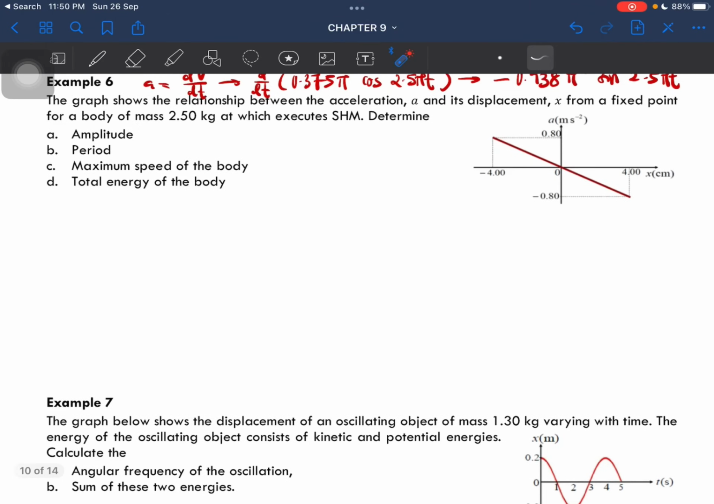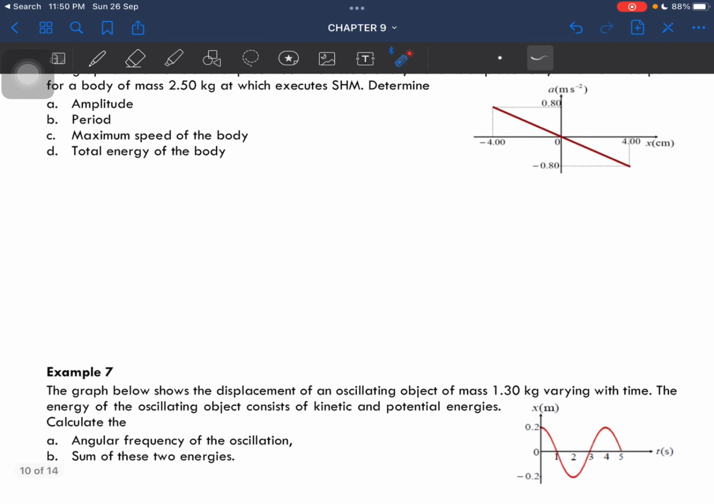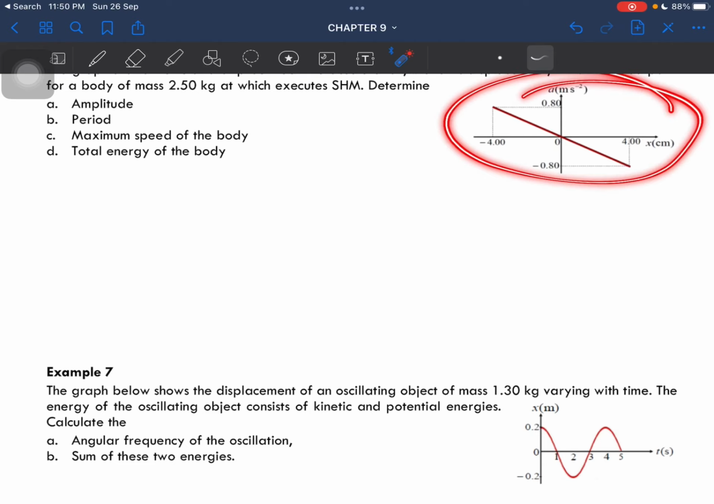Okay, example 6. So ignore this part, that was our solution before. So the graph shows the relationship between acceleration and displacement from a fixed point for a body of mass 2.5 kilogram which executes simple harmonic motion. So determine the amplitude, period, maximum speed of the body, as well as the total energy of the body. Okay, so we are answering this based on these graphs here.